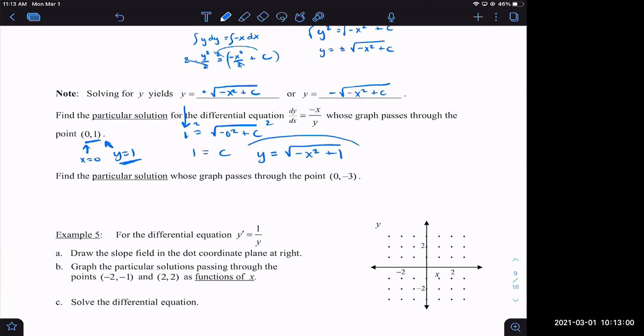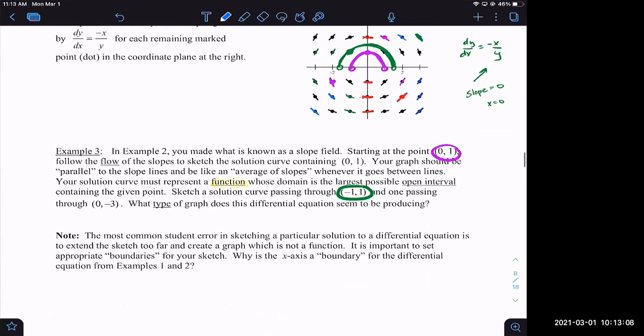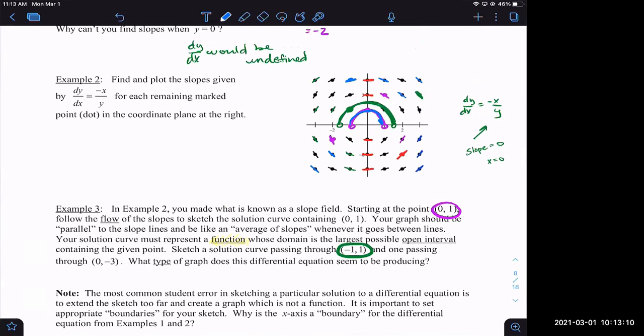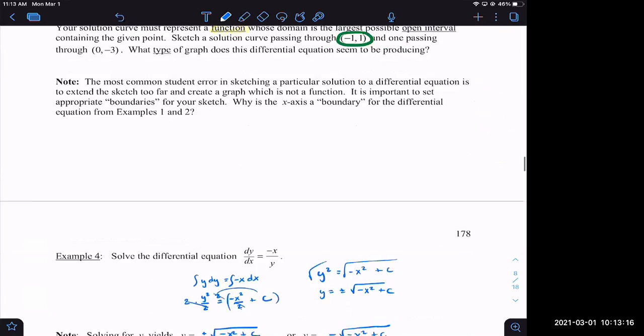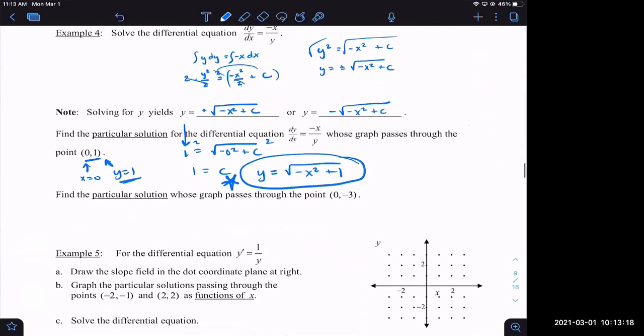If we were to graph this, so if we were to graph the square root of negative x squared plus 1, this equation is exactly what we graphed right here. That is the top half of the circle. So that ties it back to what we sketched, the graph of this function.